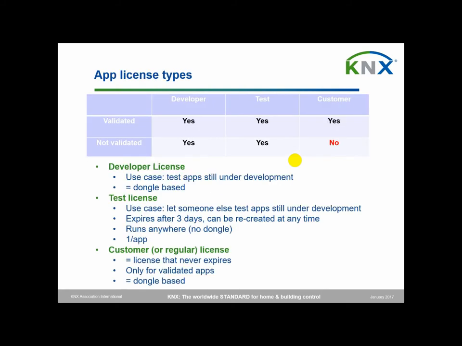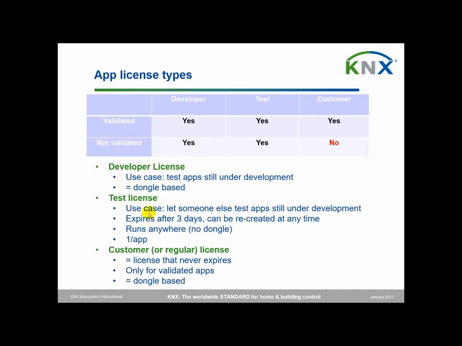Okay, app license types then. There's a developer license, a test license, and a customer license. The aspect that is taken into account here is whether it's a validated or a not validated license. So let's have a look. A developer license. What is the use case of a developer license? It is to test apps that are still under development. This license is dongle based, right? So you can use it for both validated and not validated apps.